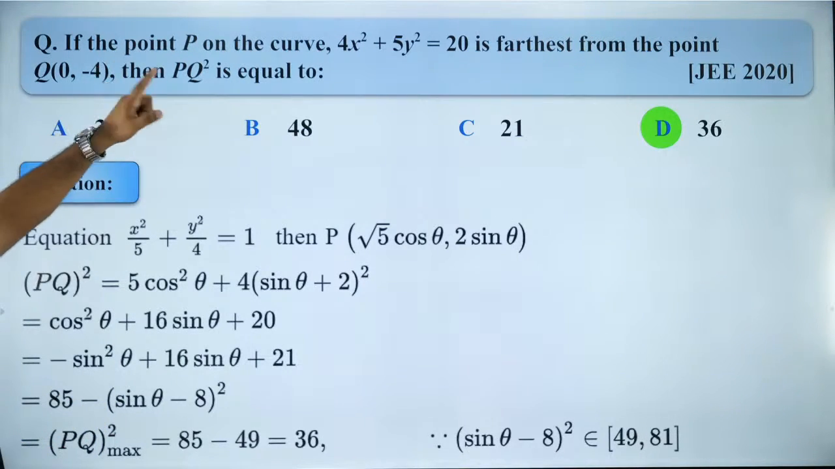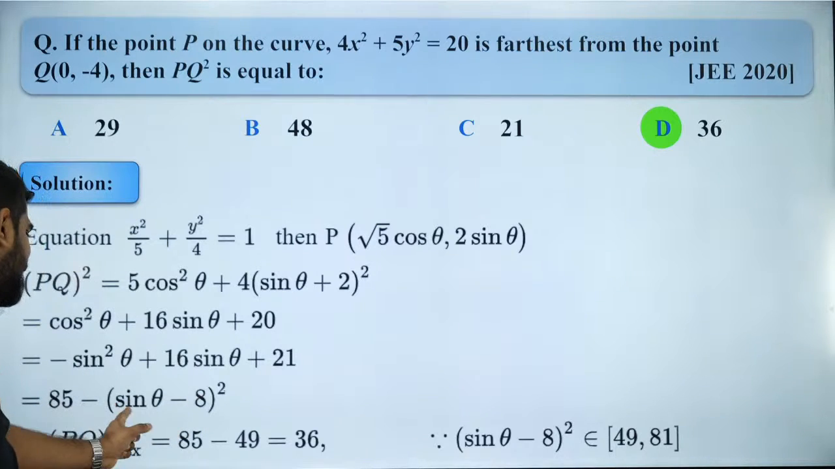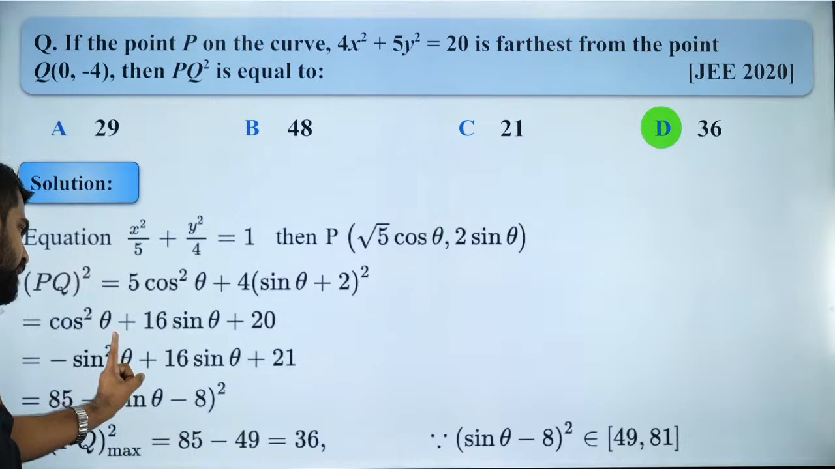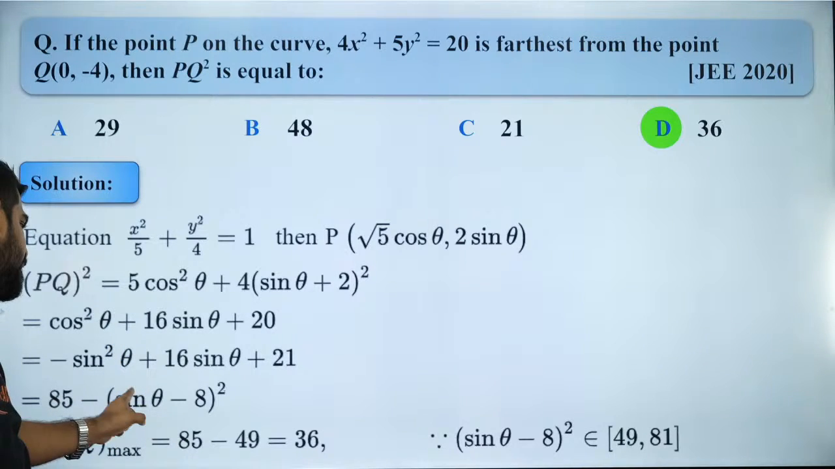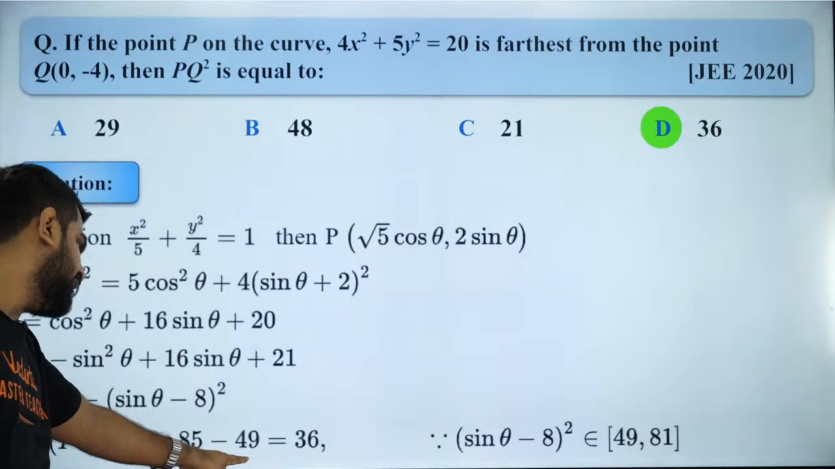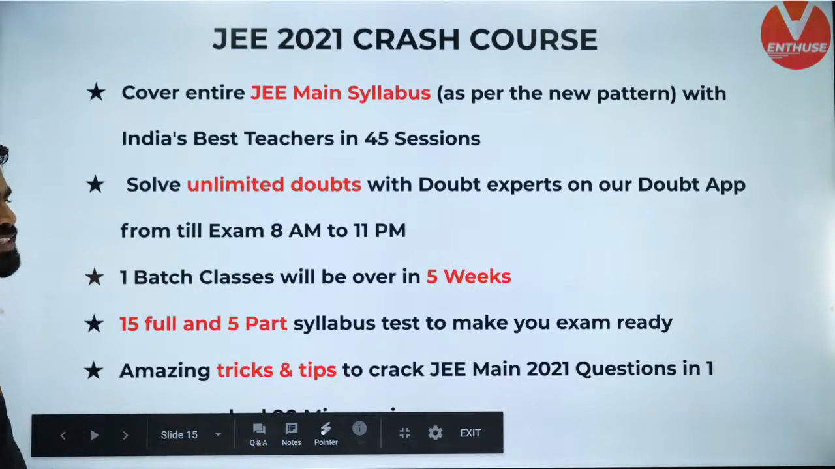See, since we are having maxima, right? So it will be maximum when this is minimum, when I am subtracting minimum. So when will this be minimum? This will be minimum when sine theta is 1. If sine theta is 1, it will be 1 minus 8, which will be minus 7. Minus 7 whole square is 49. That's why they are subtracting 49 from 85, which will give you 36.